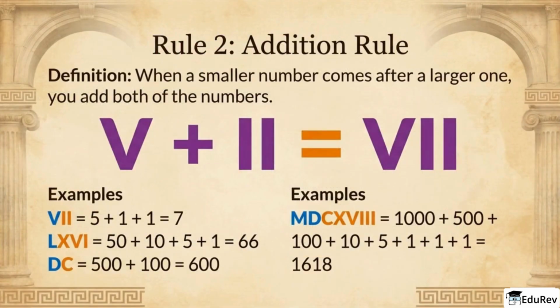The addition rule is simple. If a symbol of smaller value comes after a larger one, you add the smaller value to the larger. For example, VI is 5 plus 1 giving 6, and LXVI is 50 plus 10 plus 5 plus 1 giving 66. Breaking a Roman numeral into its parts and adding them gives the total value.